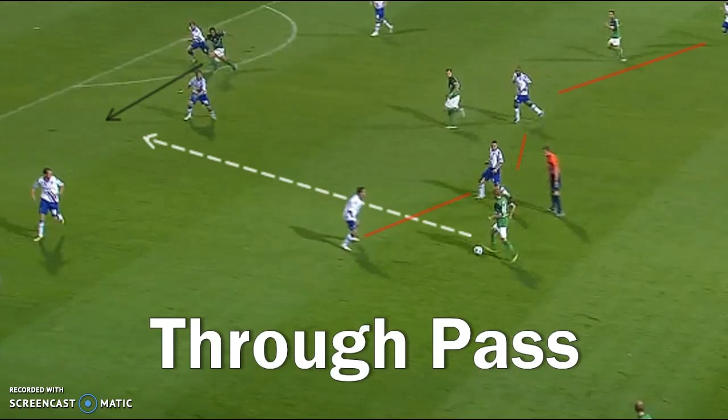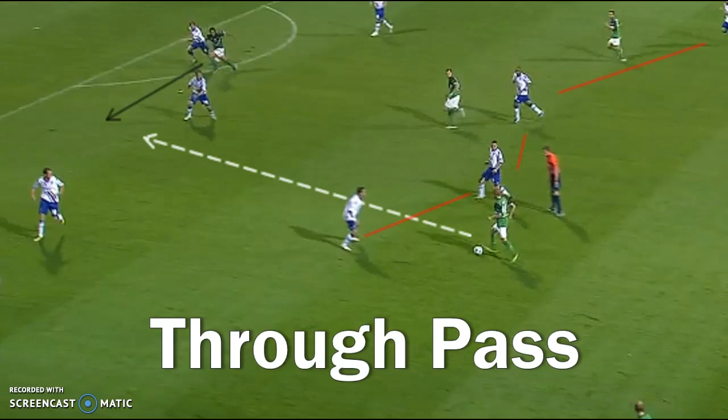The second key is having sufficient space for the receiver to run onto it. The third key is that the pass properly splits the defenders. The backs must be far enough apart, and the pass must be hit hard enough so that the defenders cannot cover the distance needed to block the ball. The fourth key is ensuring that the pass properly leads the receiver.